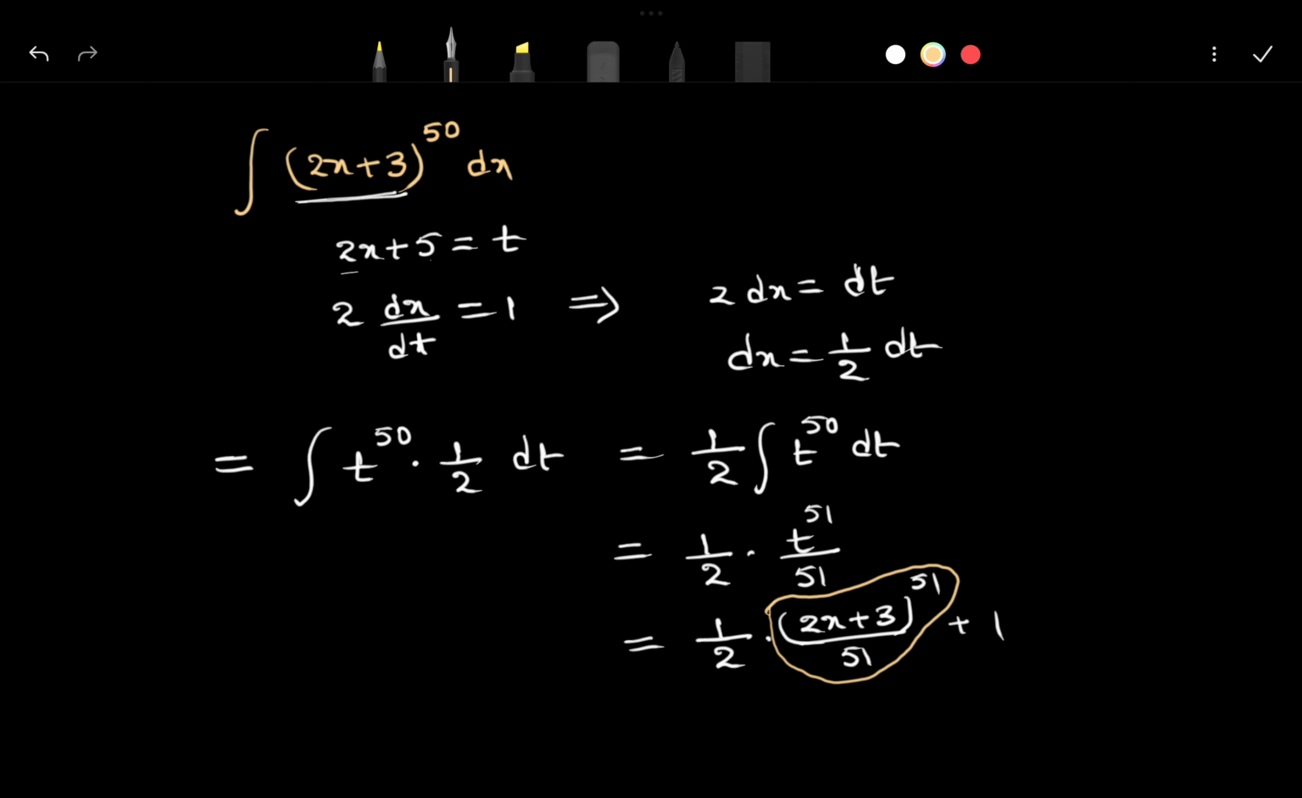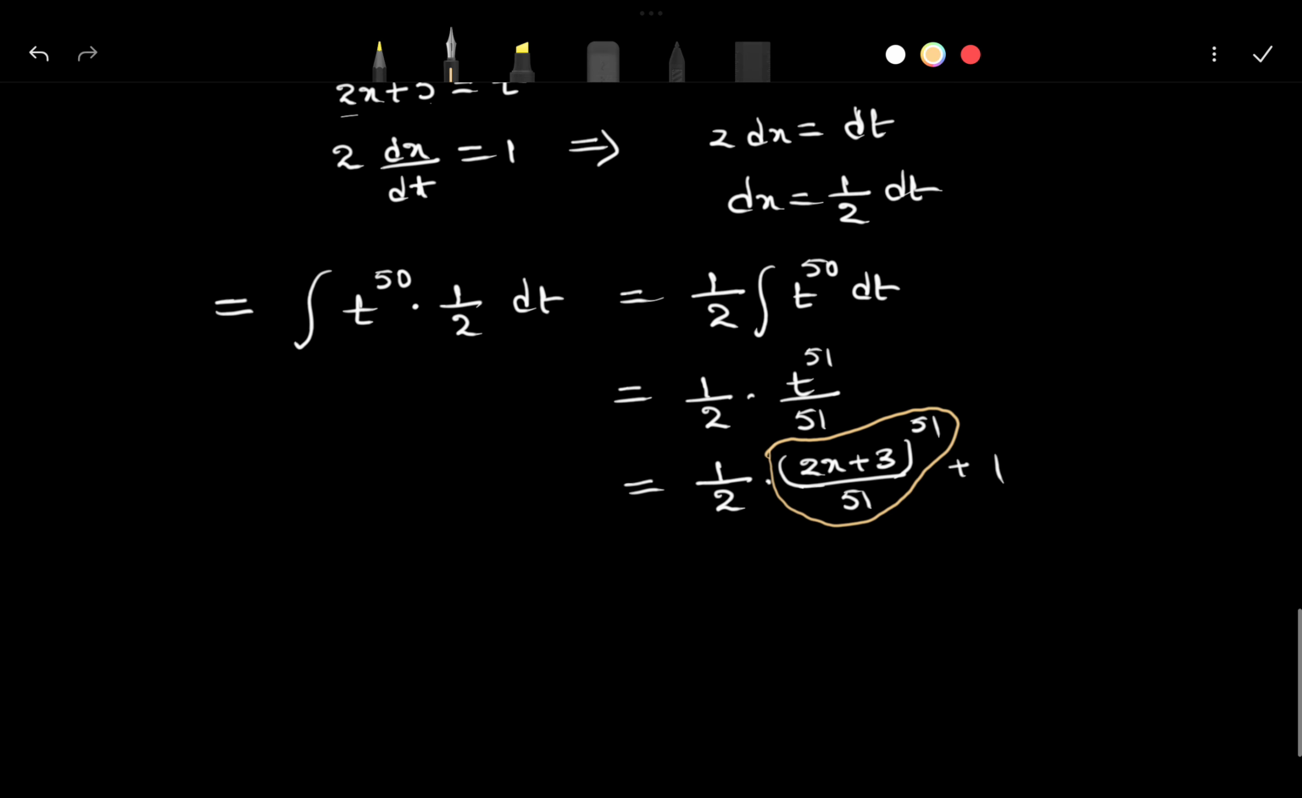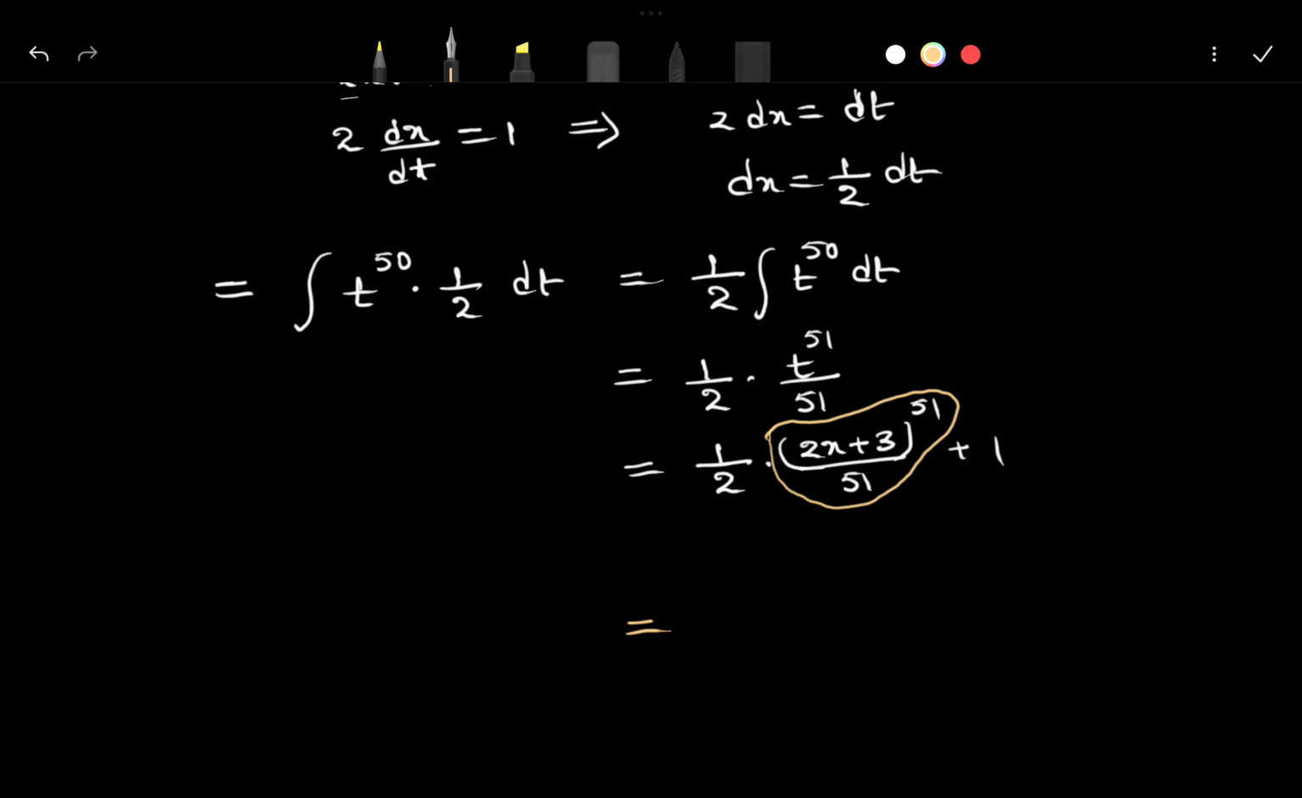2x plus 3 you take as x to the power of 50 integration. After that, whatever we assumed, 2x plus 3 as t, you differentiate it and put it in the denominator. So to understand this problem, you can write it as 2x plus 3 whole to the power of 51 by 51 whole divided by 2 plus c.